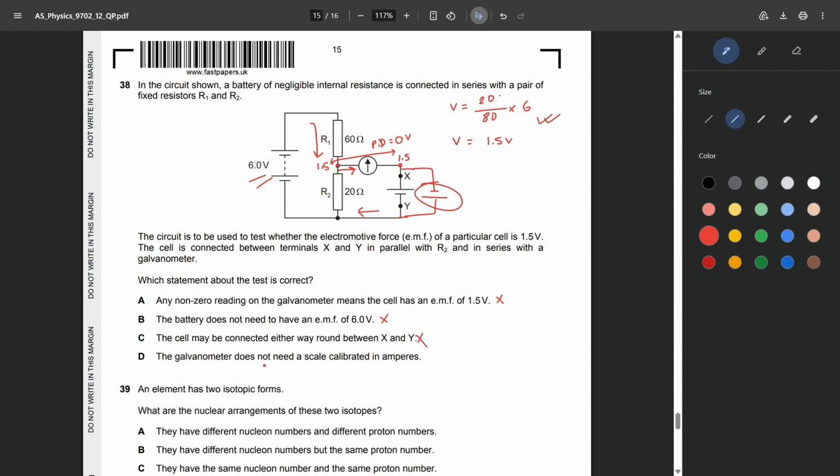The galvanometer does not need a scale calibrated in amperes. Okay, so if these three options are not correct, that means option D is correct. The galvanometer doesn't really need to be calibrated in amperes, even if it was milliamperes or microamperes. A zero current is still zero current, regardless of the unit.